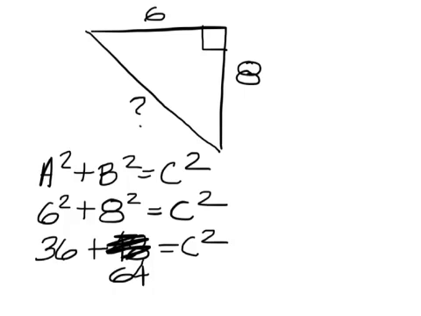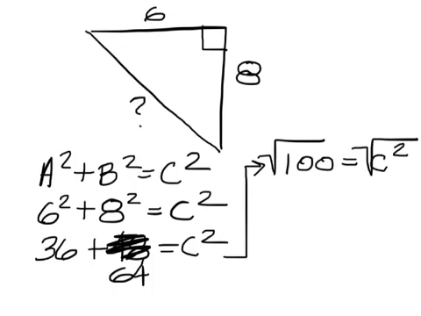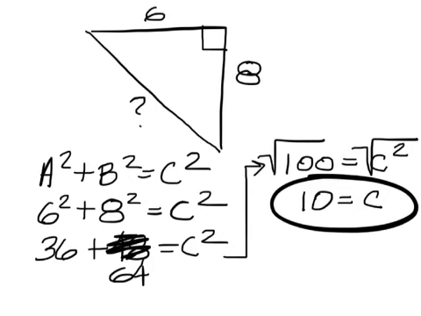And when you add 36 and 64, you come up with 100. Find the square root of both sides. 10 equals C. Therefore, this side is 10.